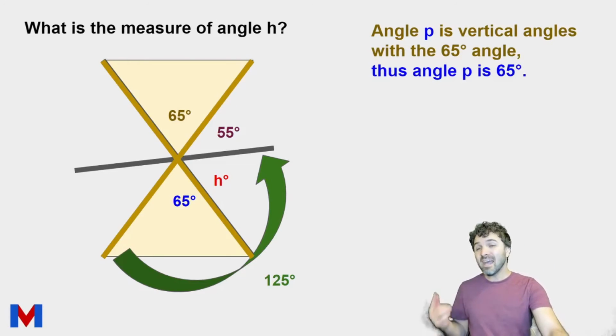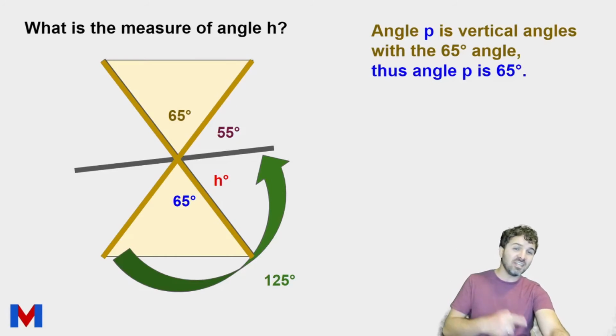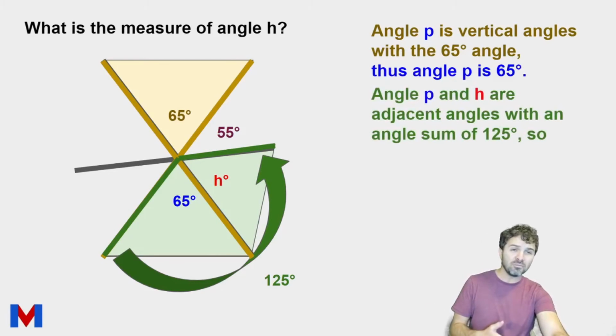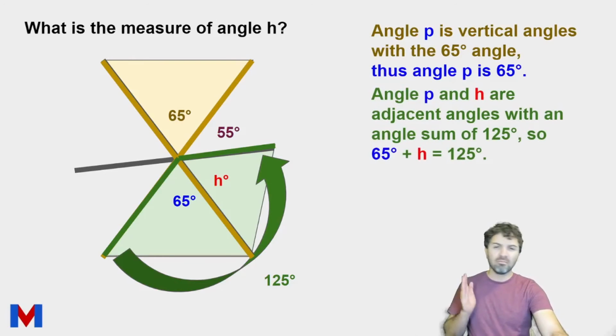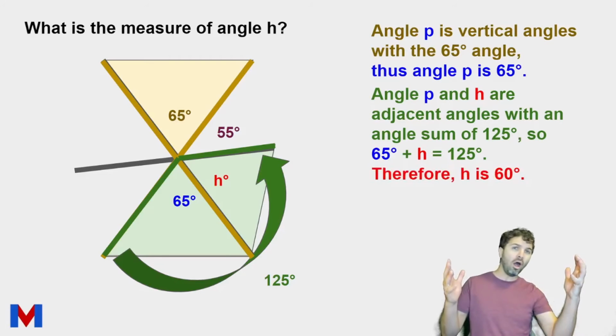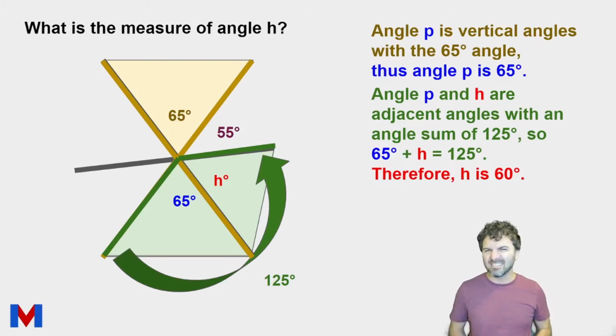Alright, so now we can use the idea of adjacent angles because 65 and H form that 125 degree angle there. So 65 and H are adjacent angles, which means that 65 plus H is 125. And that tells us that H is 60 degrees. What? Alright, we did it!